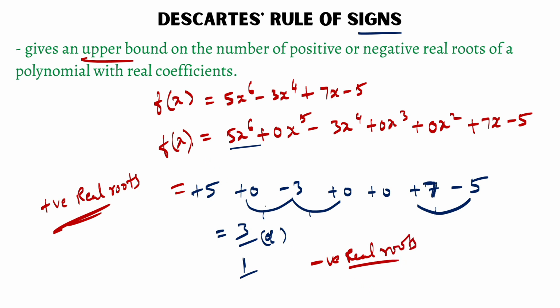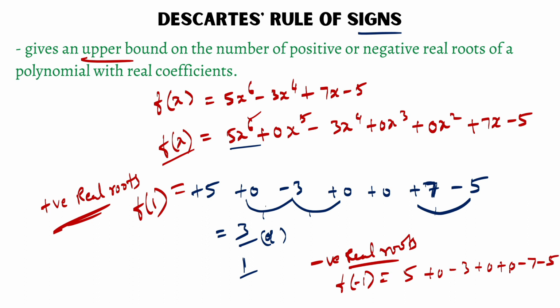Here what we did is we just substituted f of 1, right? We substituted f of 1. For negative real roots we have to substitute f of minus 1, in the place of x we have to substitute minus 1. So minus 1, if you substitute 5 into minus 1 power 6, as this is even, the sign won't be changed. So 5 again plus 0 minus 3 plus 0 minus 7 and minus 5.